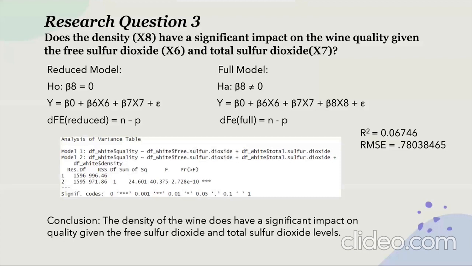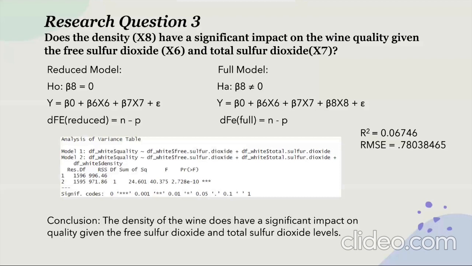We can see the reduced model and the full model here, with the degrees of freedom for both models being n minus p. Moving on to the model summary ANOVA table, we can see the corresponding R-squared value as well as the p-value, in which we have significant evidence to suggest that wine density does indeed have a significant impact on the quality of the white wines.